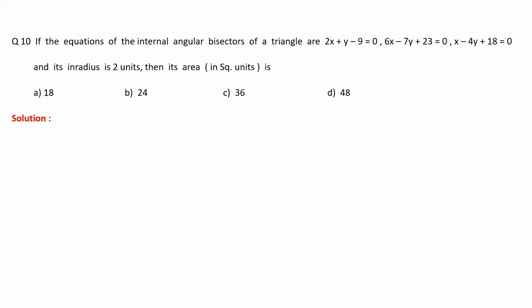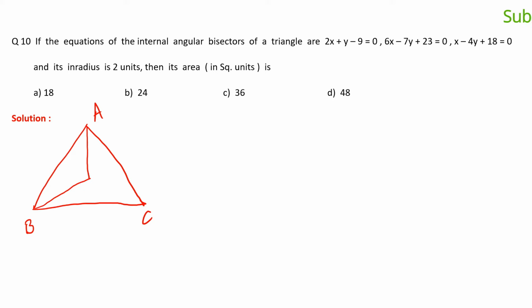Now we'll be using the concepts of trigonometry as well as coordinate geometry to solve this problem. Let us consider a triangle ABC and let its internal angular bisectors intersect each other at the point I. That means this I is going to be the incenter for this triangle.